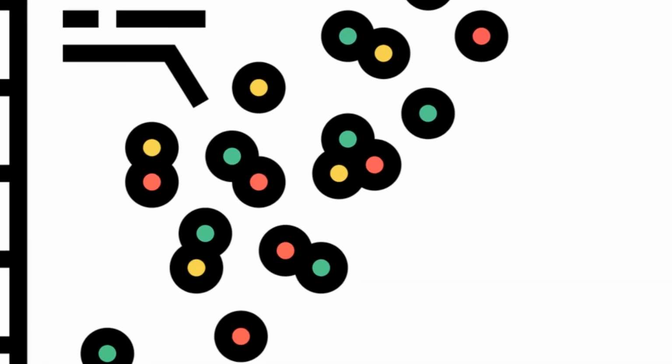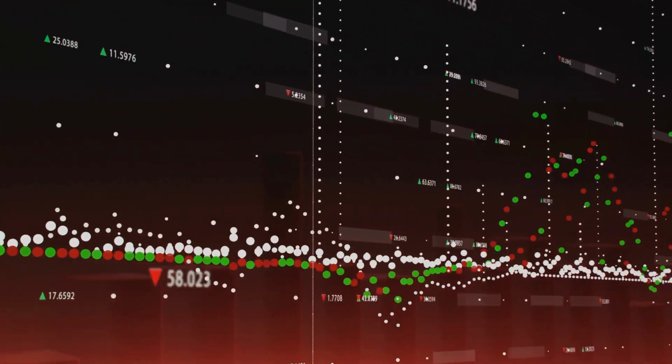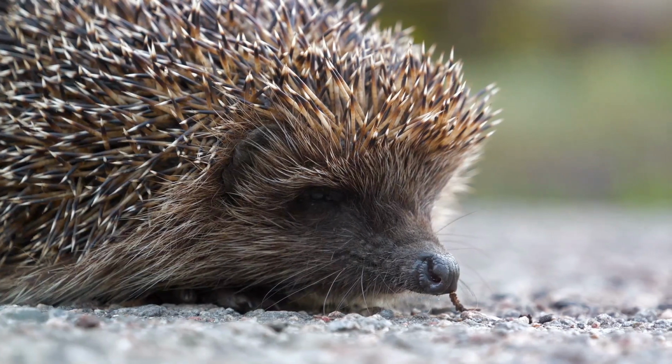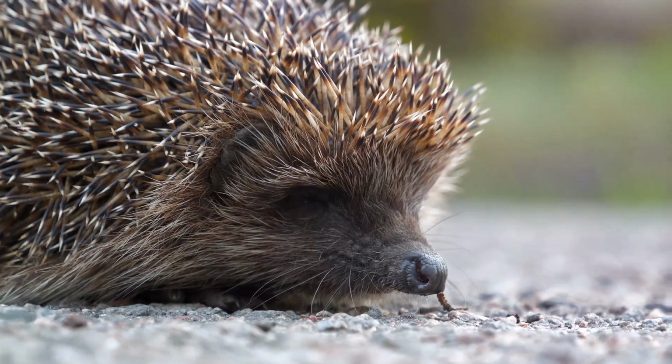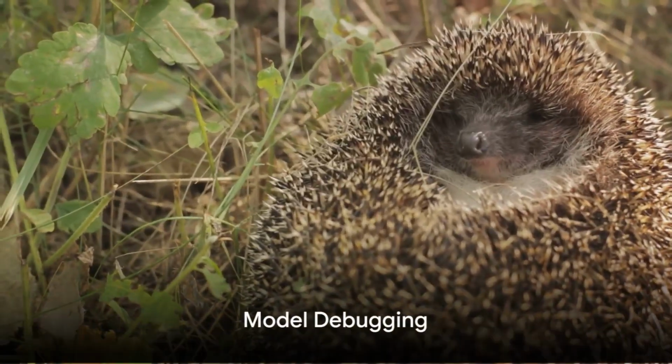Picture a simple scatter plot with residuals on the vertical axis and predicted values on the horizontal axis. If the dots are randomly scattered with no discernible pattern, it's a sign of a well-behaved model. But if the dots form a pattern, then the model has missed something, just like our hedgehog missing the sunny Tuesday. On to model debugging.